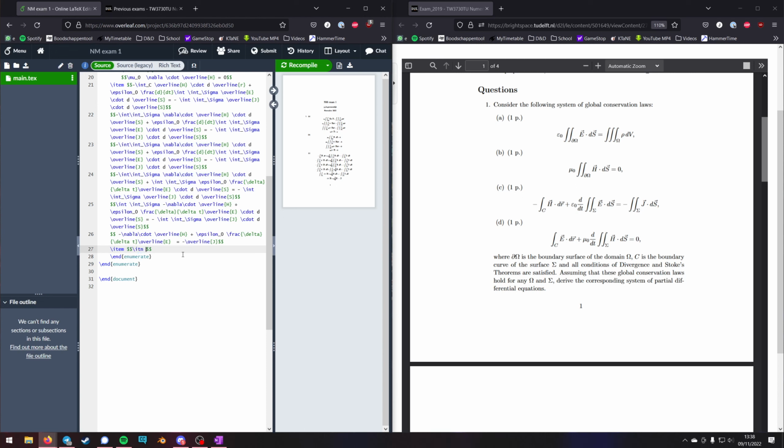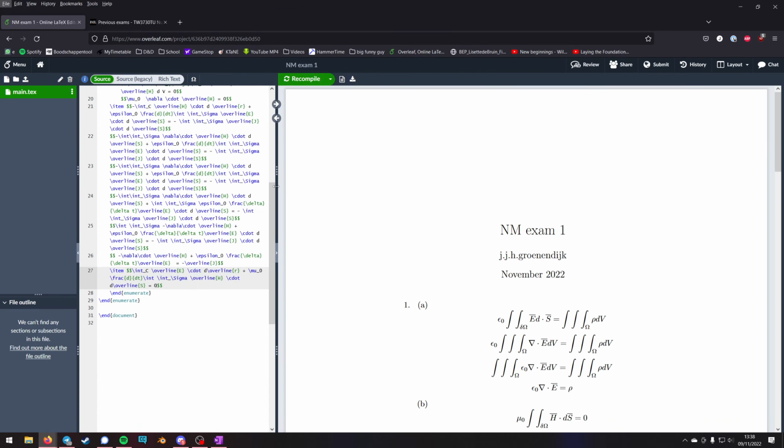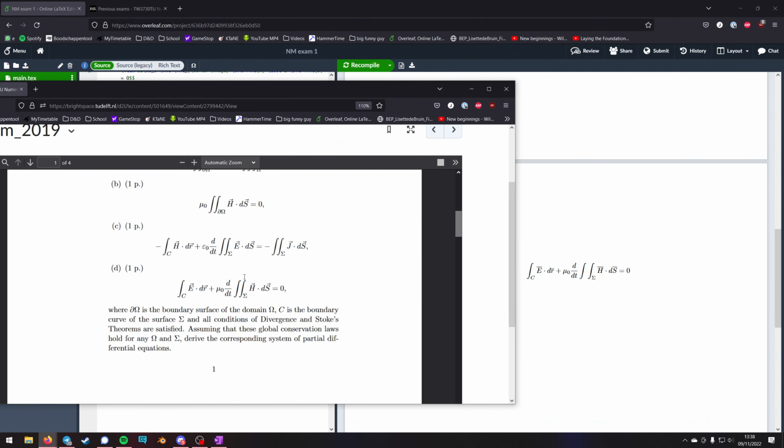Fancy math. Integral over C of over line E C dot d over line R plus mu 0 frac B dt integral sigma over line H C dot d over line S is 0. Yeah, looks good to me.